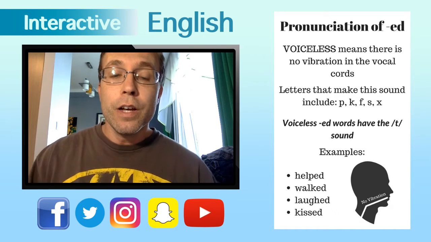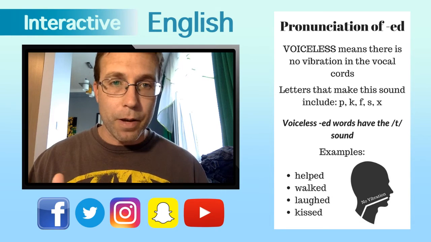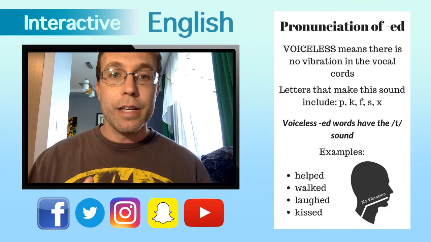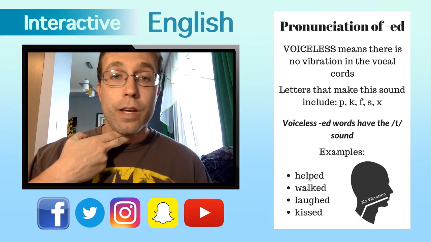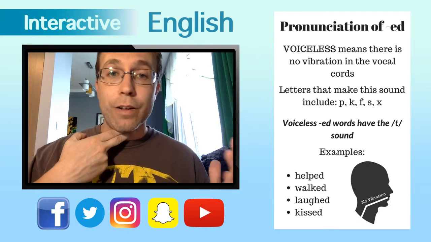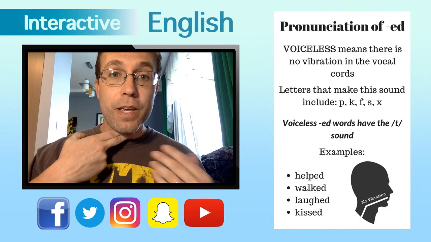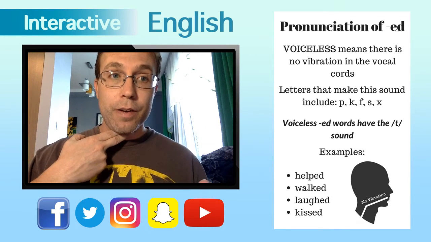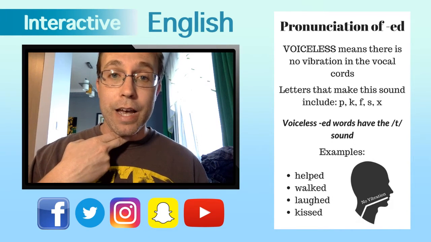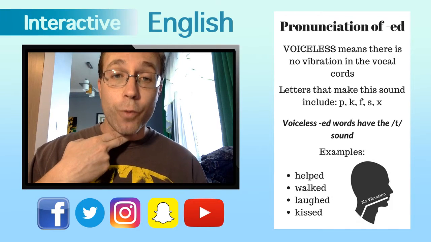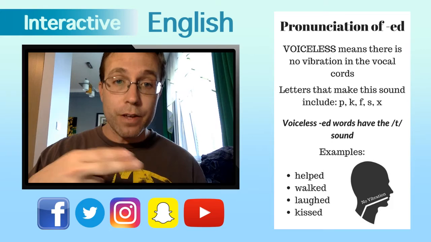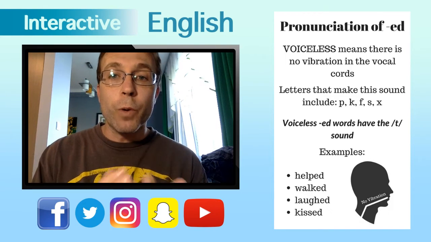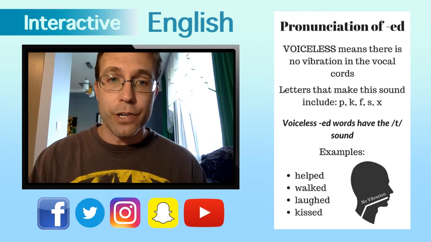So one way to determine whether there's a vibration or not is just to take your two fingers, put them right here on your vocal cords, and then if you're just talking, maybe you're reading out loud, saying anything, you'll be able to feel a difference between some of the sounds you're making and the other sounds, whether they're voiceless and you can't feel anything, or they are voiced and you can feel that vibration. So voiceless means there's no vibration.